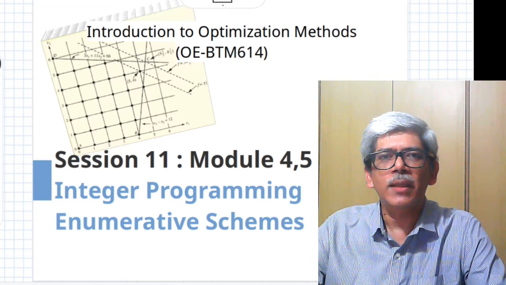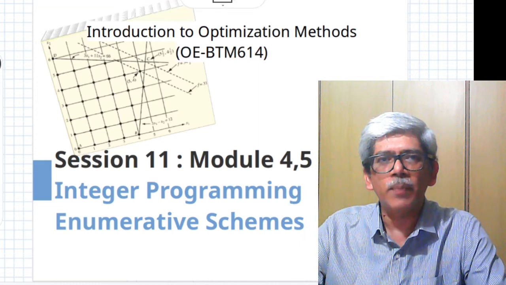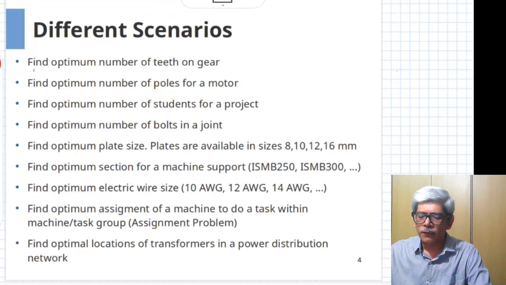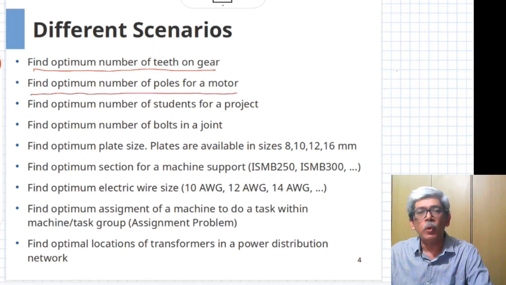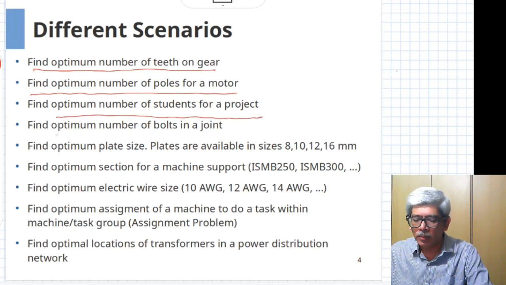Let's begin our discussion about what are the different examples in which integer programming would be required. The first thing is finding the optimum number of teeth in case of gears, or finding the optimum number of poles for a motor, the optimum number of students in a project, or the optimum number of bolts in a joint. The examples we have seen above have a continuous series of integers, whereas the next examples are of a different type.